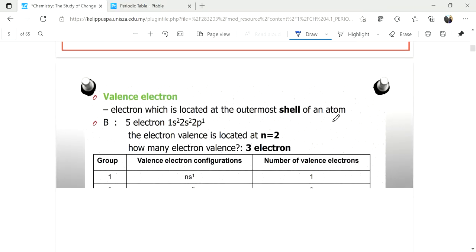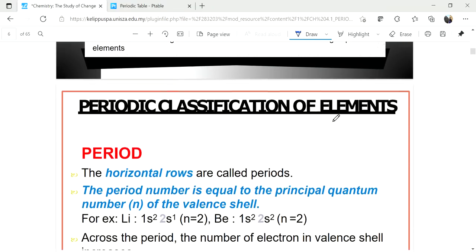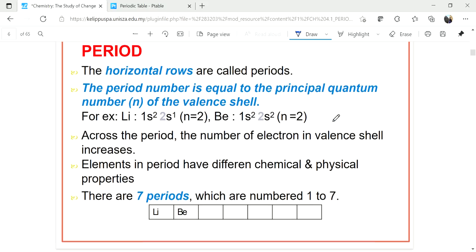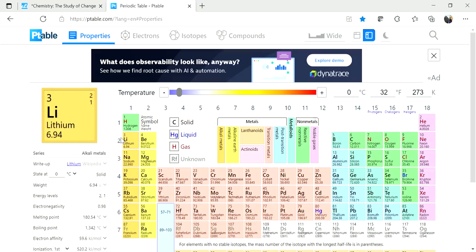Okay, now period. We classify all the elements in the same period as having the same principal quantum number n, as they have the same energy level. As an example, all the elements in period 2, lithium, beryllium, boron, carbon, and so on, have the same energy level. They have the same principal quantum number. The value of n is the same. So the value of n for period 2 is 2.